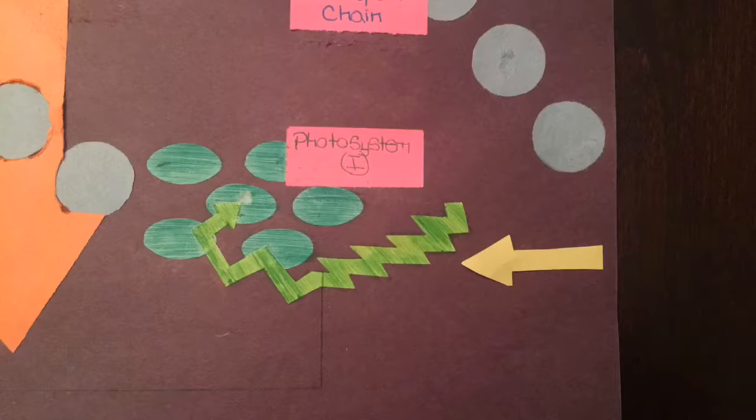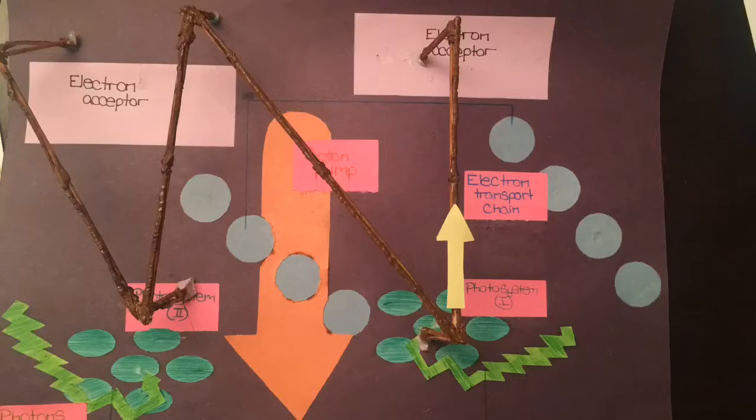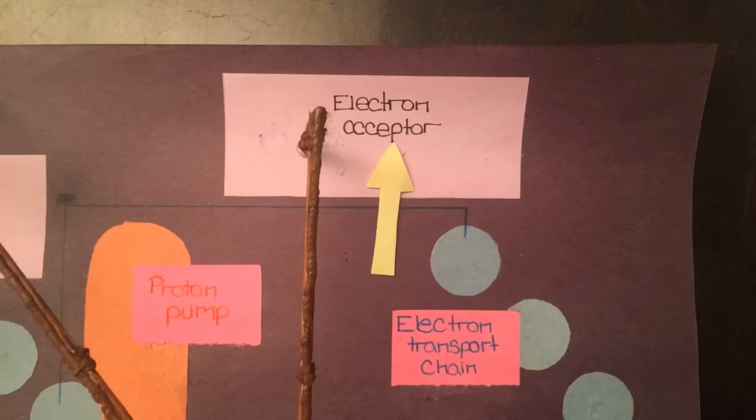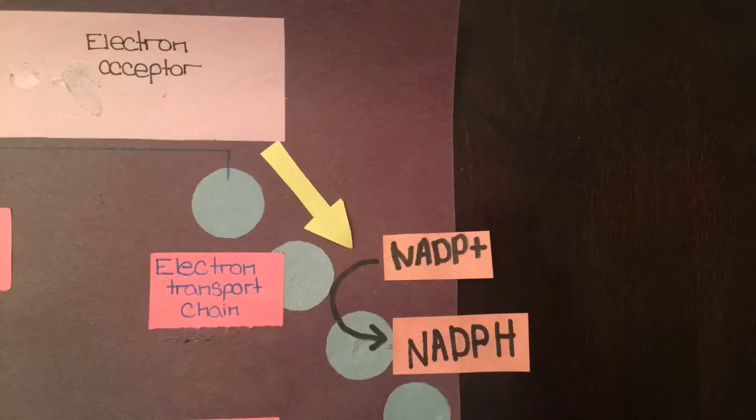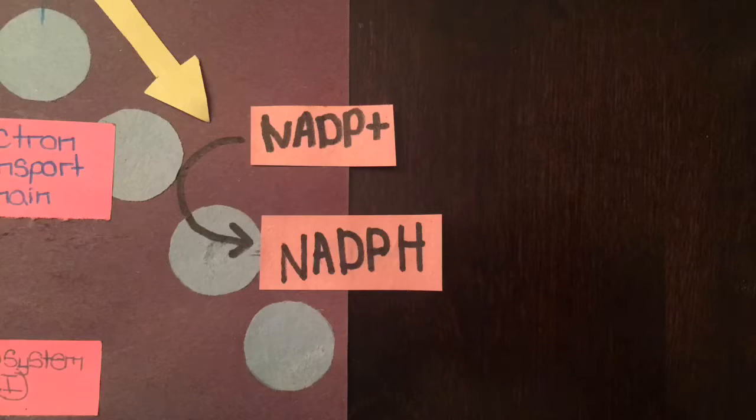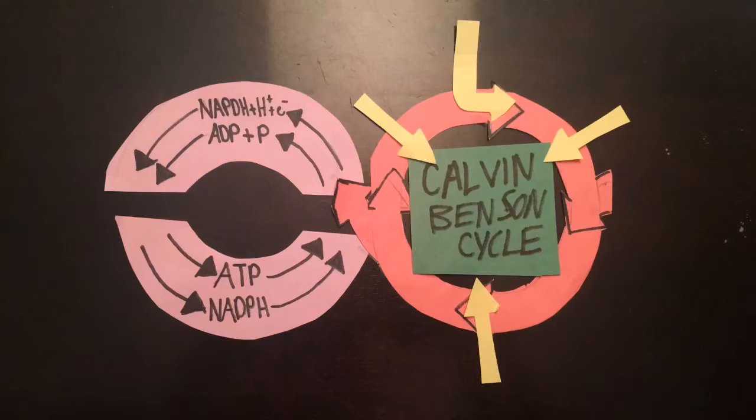Light energy also enters photosystem I. The electrons are re-excited and passed up the electron acceptor. The electrons then pass down the electron transport chain. While this happens, NADP+ reduces to NADPH, which is used in the Calvin-Benson cycle.